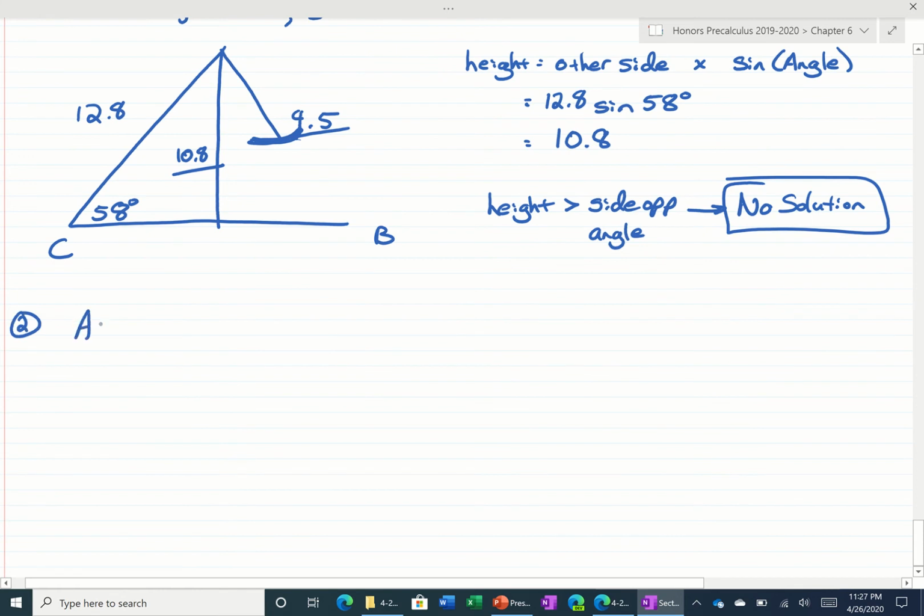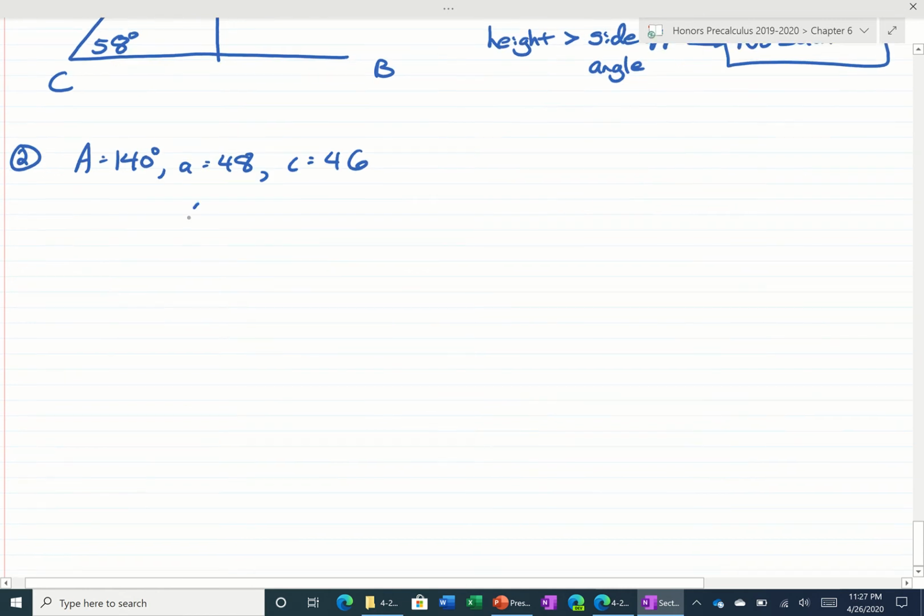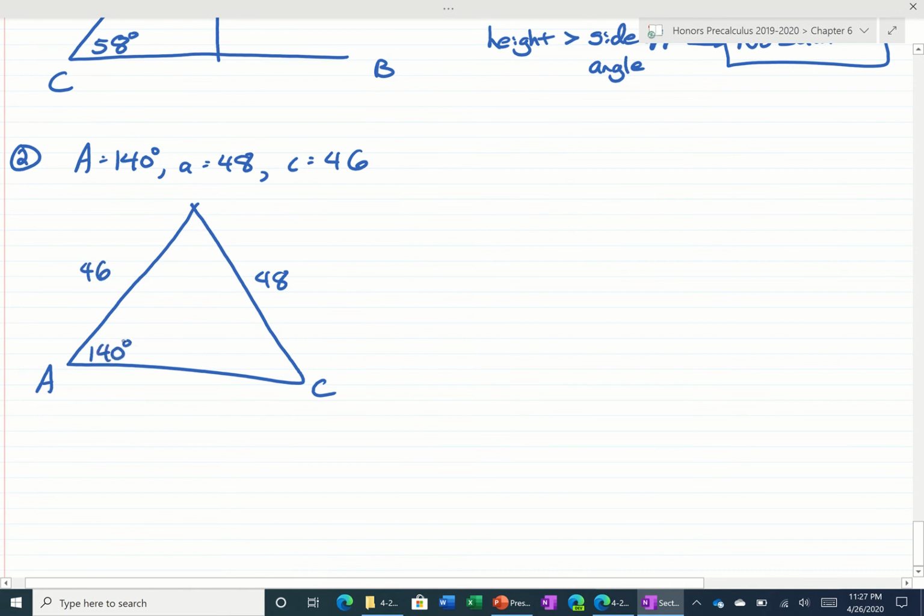Number 2, angle A is 140, side A is 48, side C is 46. So we have another SSA situation. We draw the angle, side opposite it, and then the other side. So let's find the height. The height in this case is going to be 46 times the sine of 140. And that comes out to 29.5, or what was it?